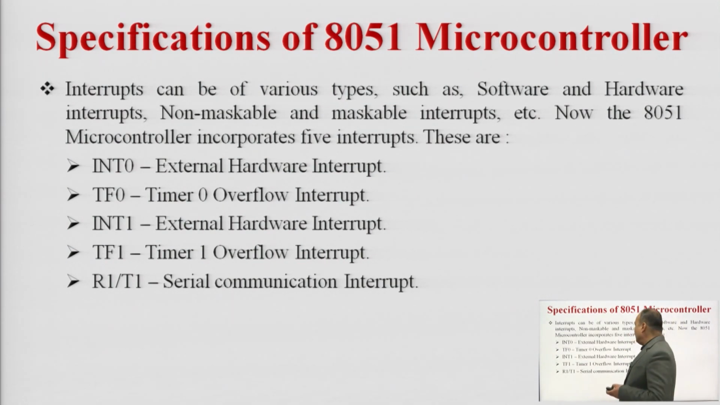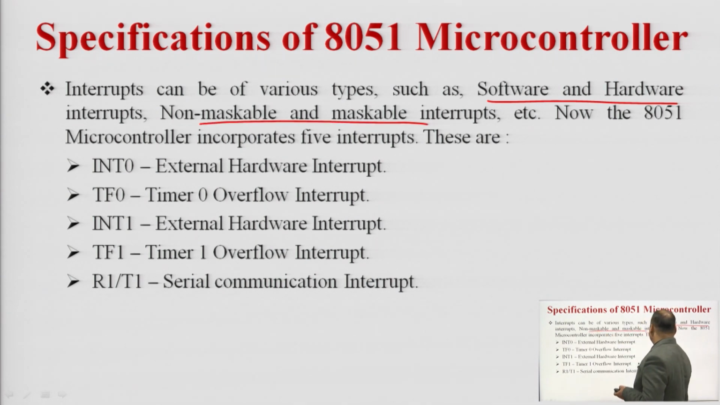Interrupts can be of various types, such as software and hardware. So, we classify the interrupts into two types: the software interrupts and the hardware interrupts, the non-maskable and maskable interrupts, etc. Now, the 8051 microcontroller incorporates 5 interrupts.